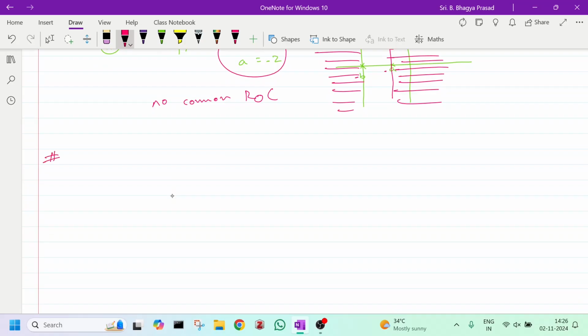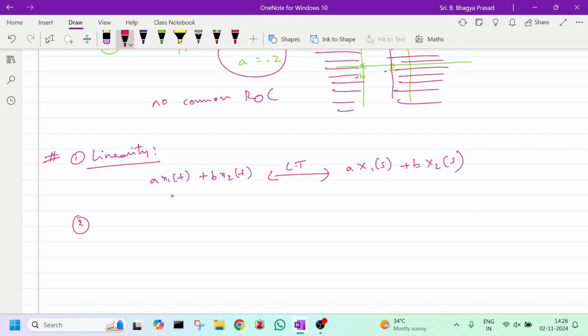So coming to the next one. Here let us see some properties, based on few properties like time shifting, frequency shifting, scaling, and time differentiation property. We will solve those things. So one is about the linearity. Linearity property: a x1 of t plus b x2 of t, the Laplace transform will be a x1 of s plus b x2 of s.